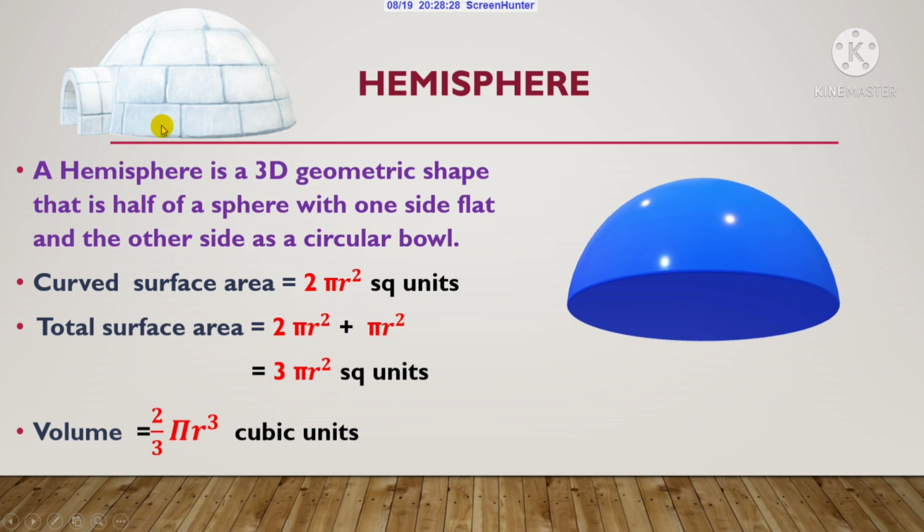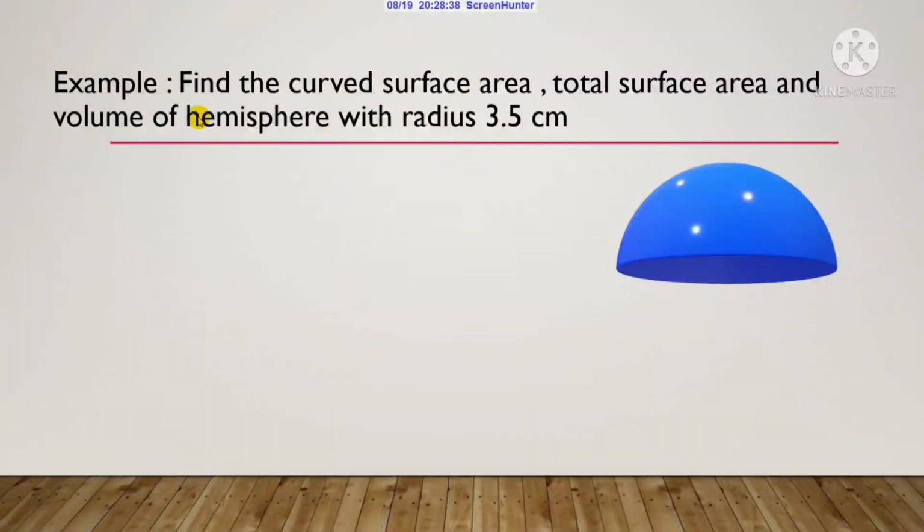So an igloo looks somewhat like a hemisphere. There are so many shapes and so many examples from your real life. You can observe them in your real life. Let us take an example. Find the curved surface area, total surface area, and the volume of the hemisphere with the radius 3.5 centimeters.